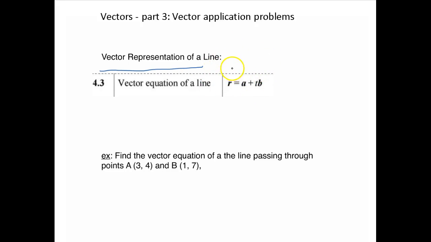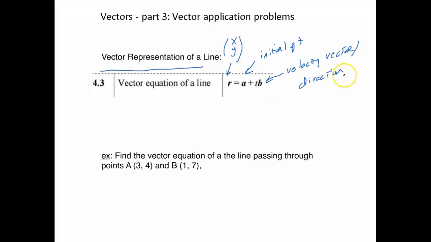So when you see this, R is just like the point xy, the position xy. A is the initial point. T is time or whatever variable you want. And B is, here's the important one, it's the velocity vector, slash directional vector. So that one's not a point, it's a vector. It's very important.